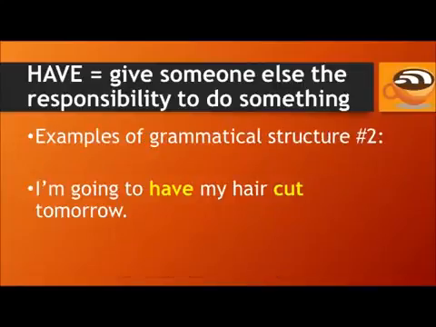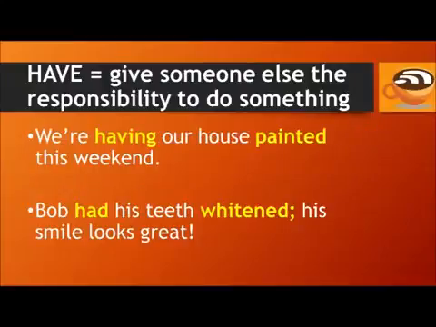And here are some examples of grammatical structure number 2. I'm going to have my hair cut tomorrow. In this structure, we don't say who cuts the hair, but the hair will be cut by somebody. We're having our house painted this weekend. Again, we don't say who does the action. We focus more on the object, the receiver of the action, our house, which will receive the action of being painted. Bob had his teeth whitened.